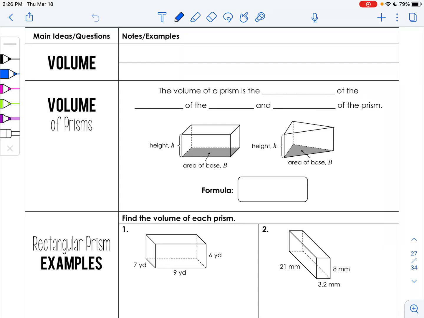In this lesson, we're going to move from 2D shapes to 3D shapes and talk about volume. Volume is going to be the measure of the amount of space inside a 3D figure. So you're only going to be able to calculate volume with a 3D figure.